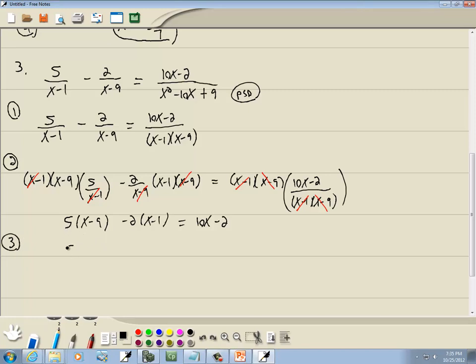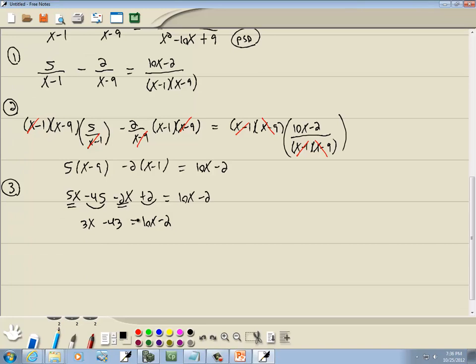5 times x is 5x, distributive property. 5 times negative 9 is negative 45. Negative 2 times x is negative 2x. Negative 2 times negative 1 is a positive 2. Equals 10x minus 2. Combine together like terms in any step. We got 5x minus 2x. That gives us 3x. Negative 45 plus 2 is negative 43. Equals 10x minus 2.